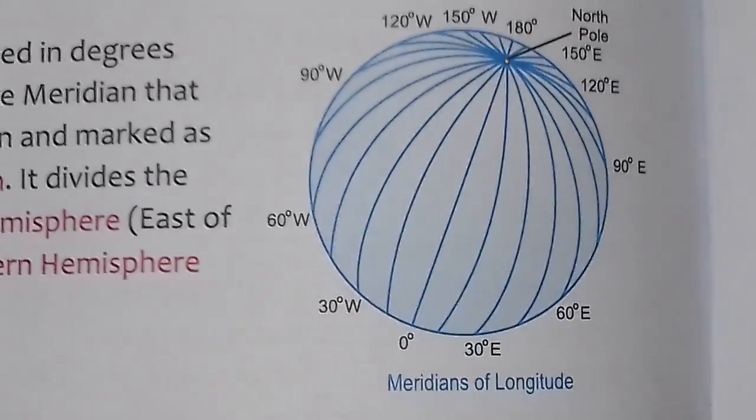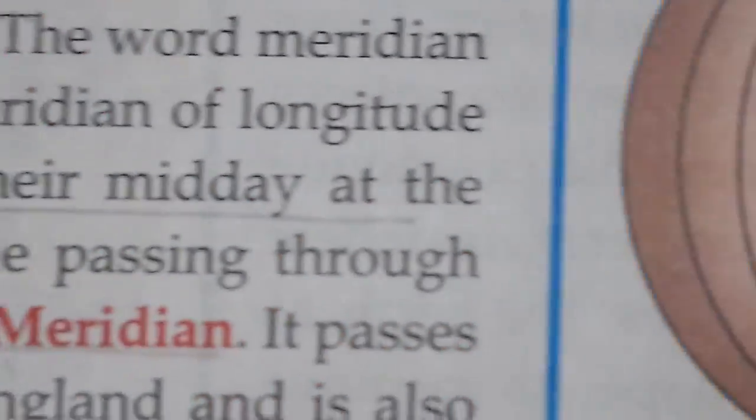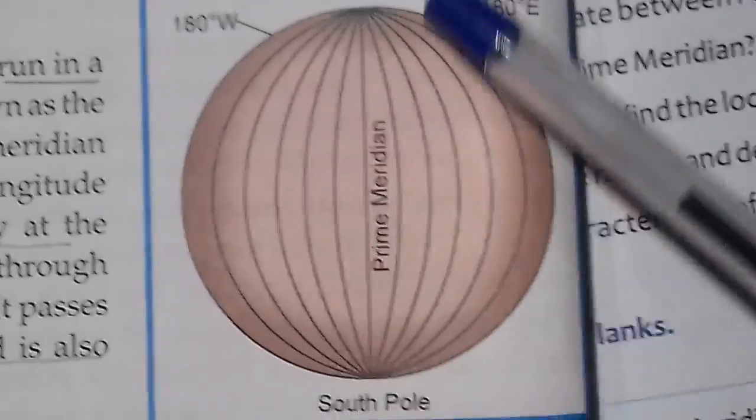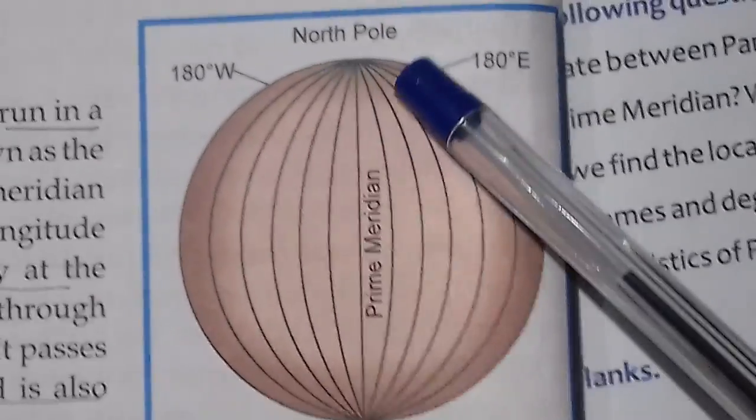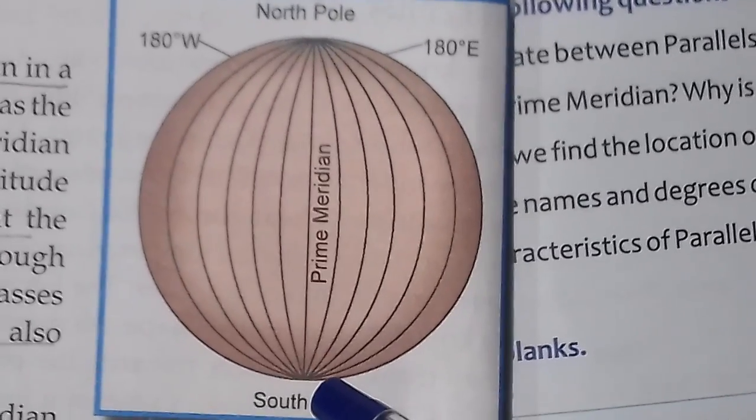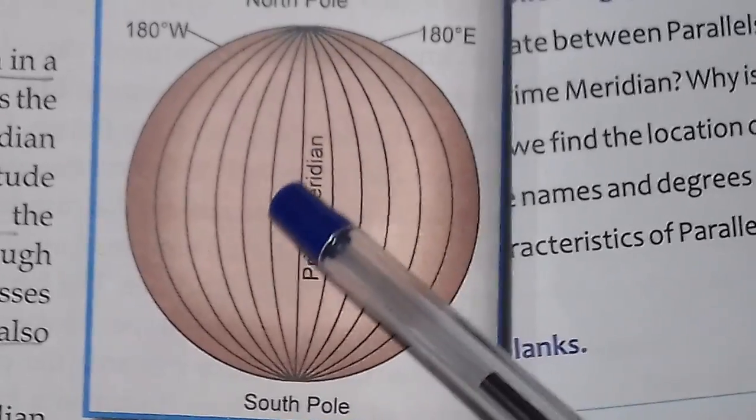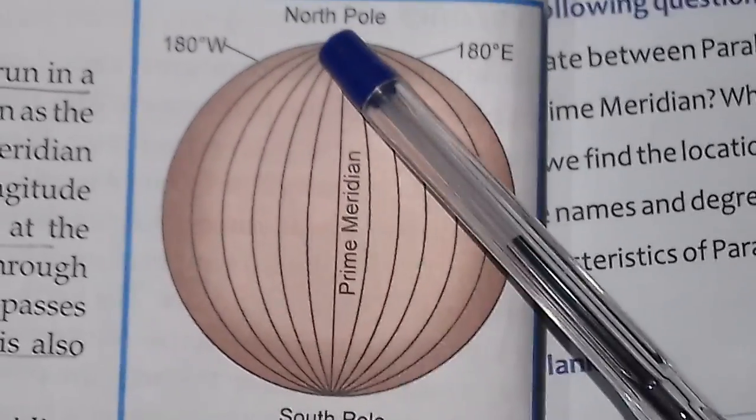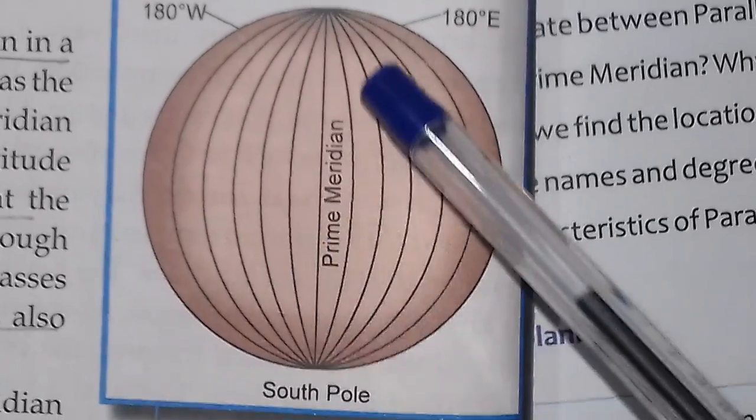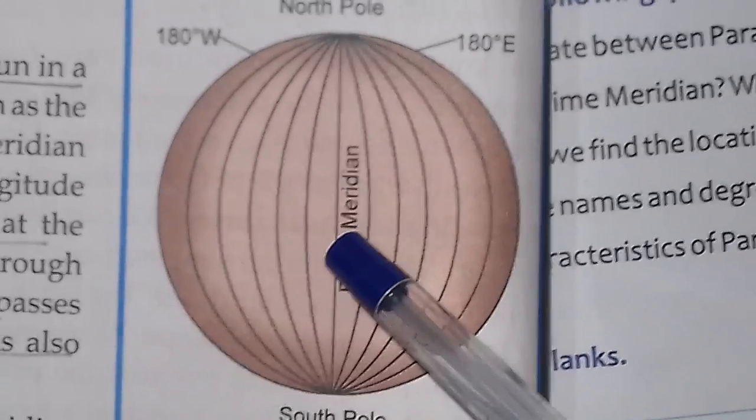I am showing you a better picture. Please look at this picture. Here the meridians of longitude run from north to south. These run vertically from north to south and intersect each other at poles, north and south. Meridian means midday in Latin.